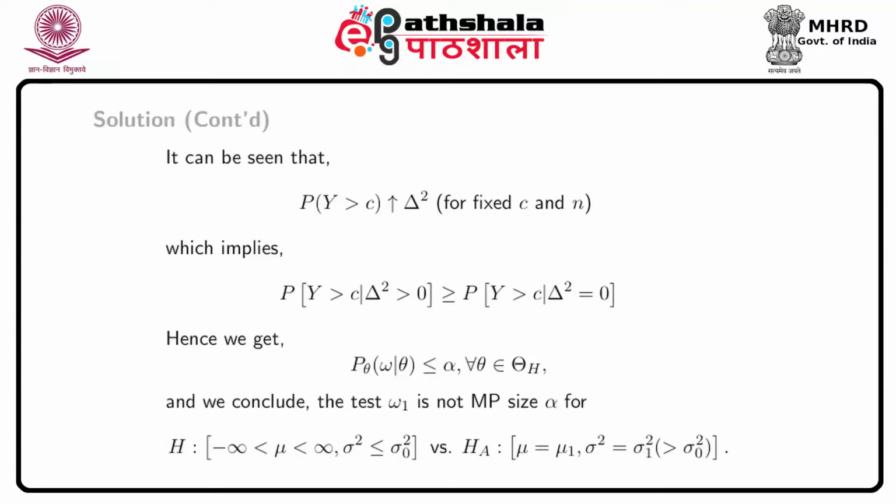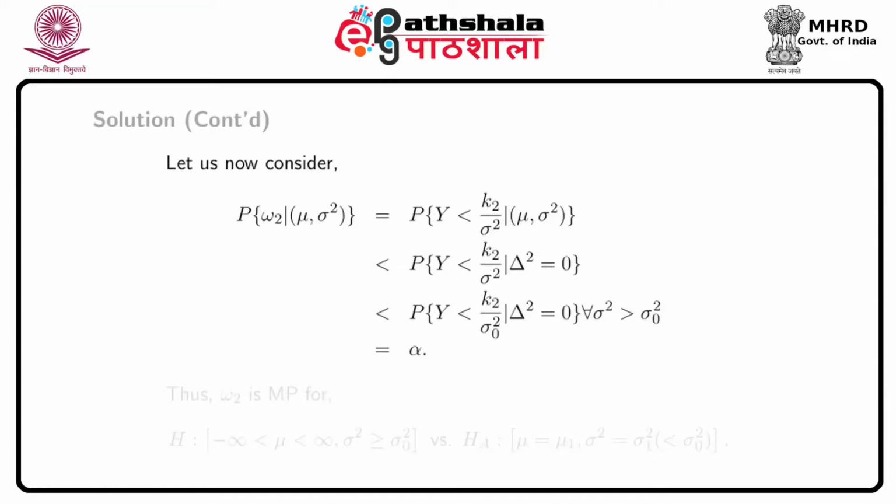Here we require that the probability under theta of W1 is less than or equal to alpha for all theta belonging to omega H, but this is not satisfied for W1. Hence, we conclude that the test W1 is not most powerful of size alpha for H: minus infinity less than mu less than infinity and sigma square less than or equal to sigma naught square, versus H: mu equal to mu 1 and sigma square equal to sigma 1 square, which is greater than sigma naught square.